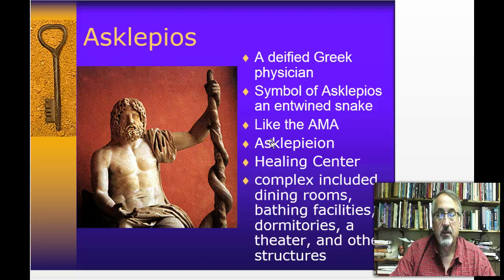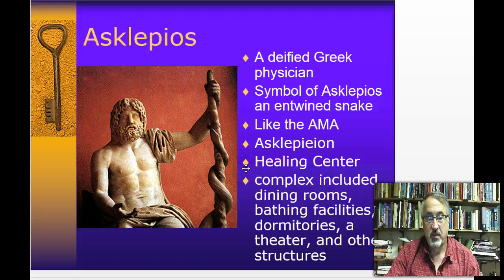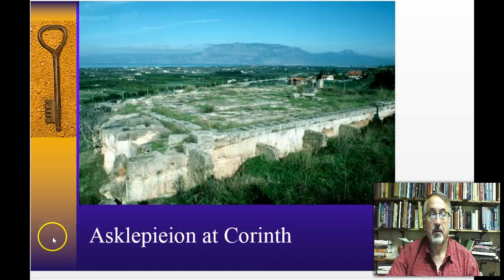And Corinth was also a center of the worship of Asclepius. Asclepius was a deified Greek physician, who became a god. His symbol of this staff with a snake around it is where the American Medical Association gets its symbol. The Asclepion was a healing center. This is a place where the ancients, the Romans, the Greeks, would go for healing. And they had an entire complex of dining rooms, bathing facilities, dormitories, theater, and other structures that they had there. So here's some views of it.